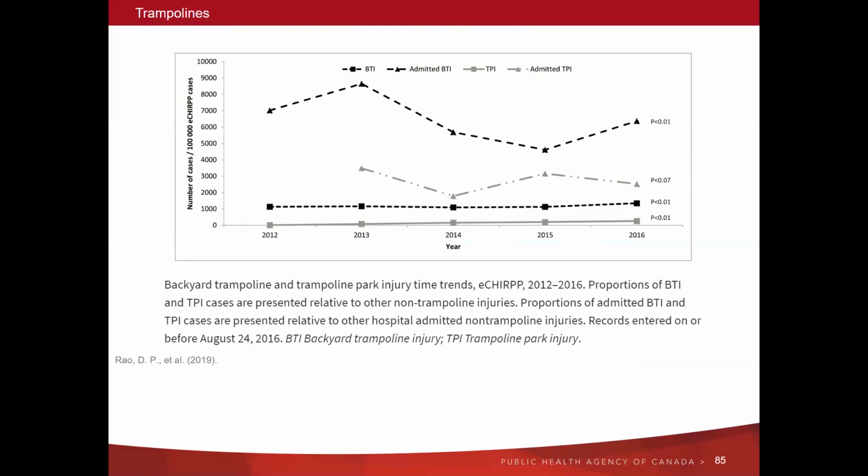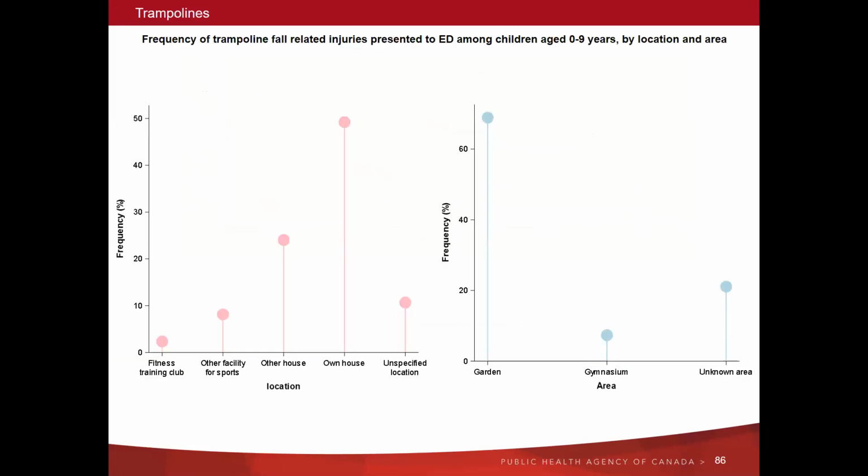the number of trampoline-related injuries continue to increase. Many have speculated that the increase in trampoline-related injuries presented to emergency departments across not only Canada but internationally may be a consequence of the increase in popularity of trampoline parks. Regardless, according to our own data, we found that the vast majority of injuries are still incurred at the home over here, followed by other houses, and more specifically in the garden and yard.